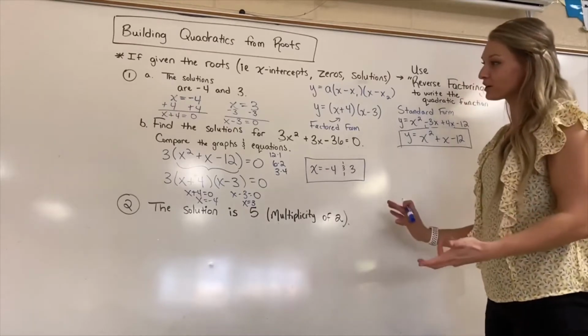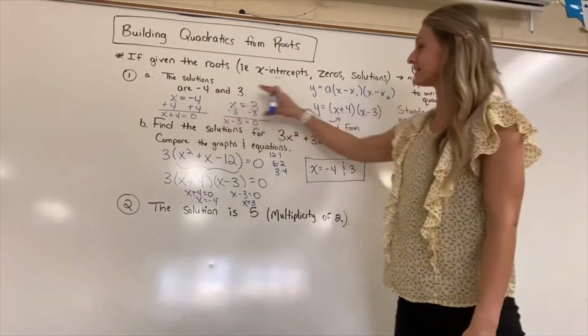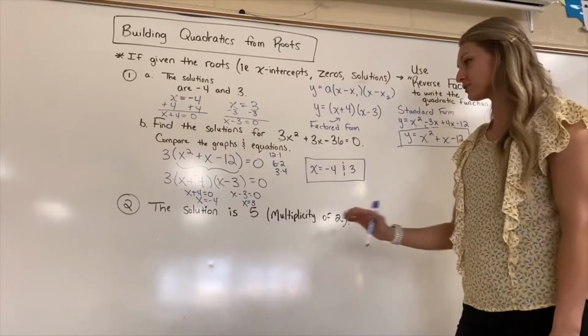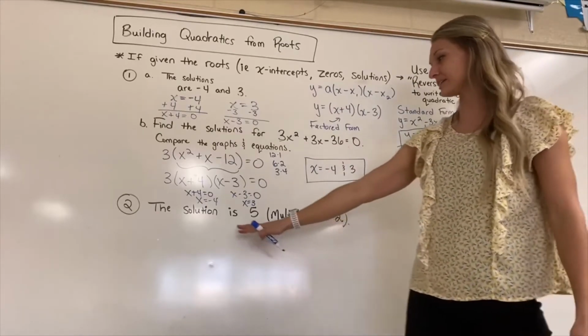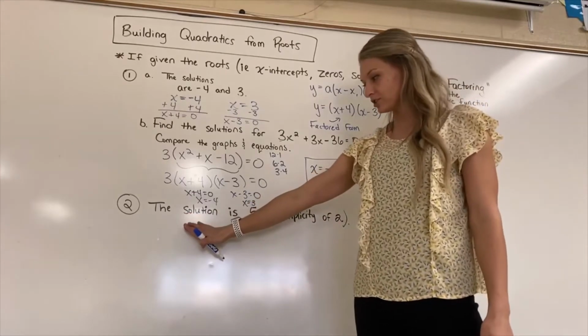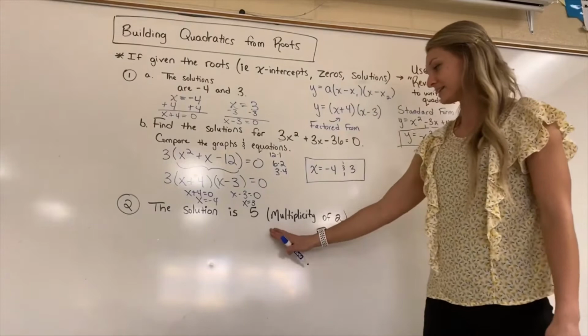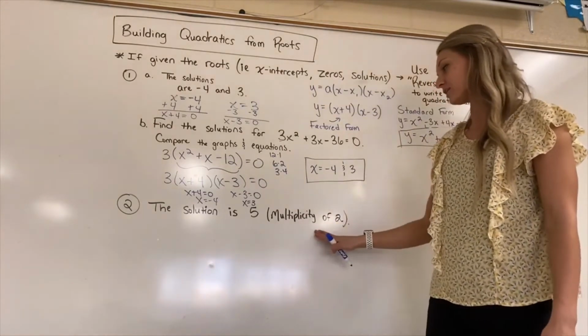So let's do another one where we're practicing writing the equation, okay? So that you can see another example of that. So number 2, it says that this quadratic is going to have a solution of 5, and then it says the multiplicity of 2.